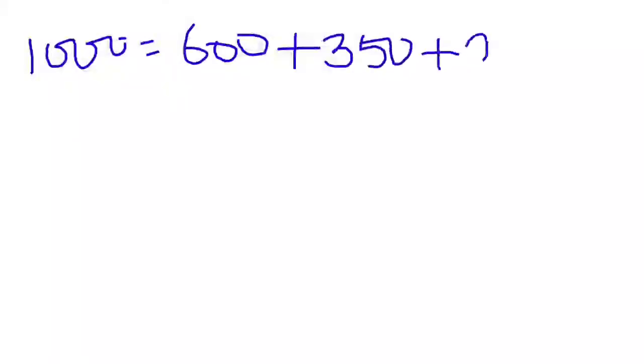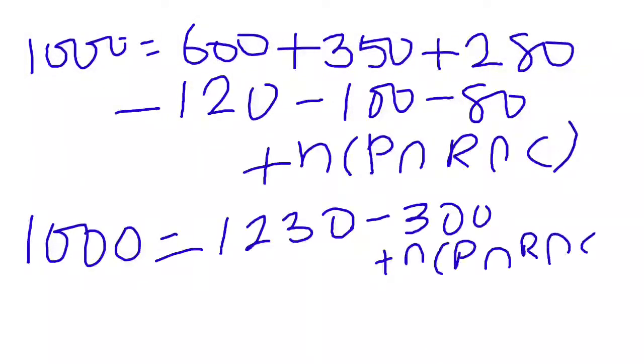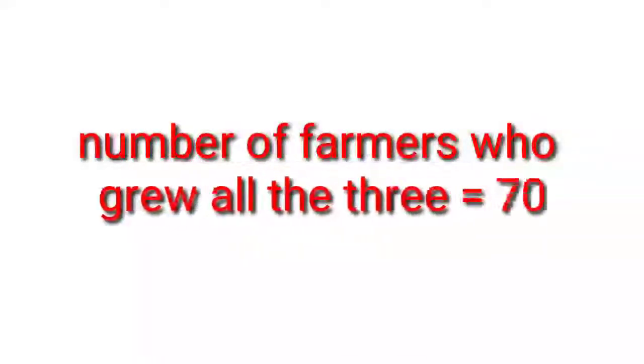On substituting the values you will get 1000 is equal to 600 plus 350 plus 280 minus 120 minus 100 minus 80 plus N of P intersection R intersection C. If you simplify the right hand side you will get 1230 minus 300, which gives 930. If you subtract this from 1000 you will get 70. So the value of N of P intersection R intersection C is equal to 70. Therefore the number of farmers who grew all the three is 70.